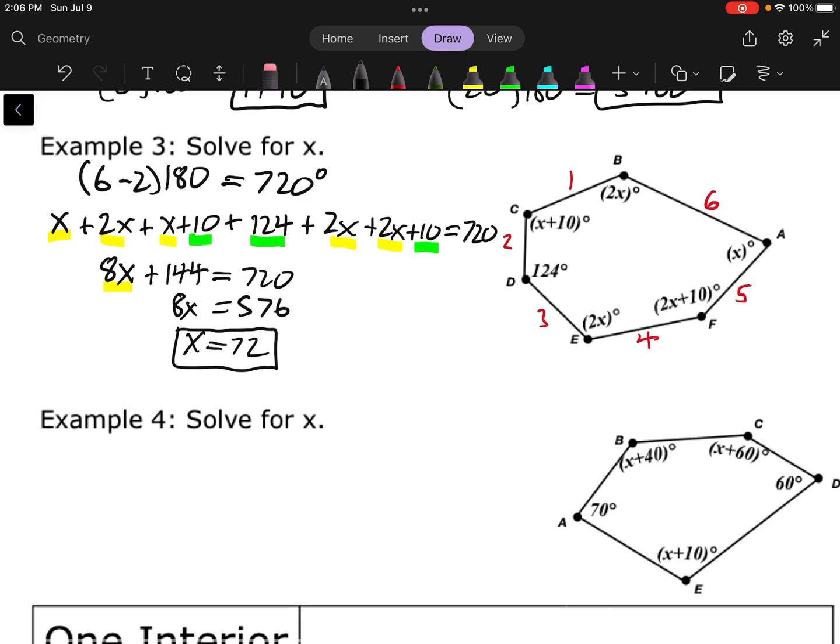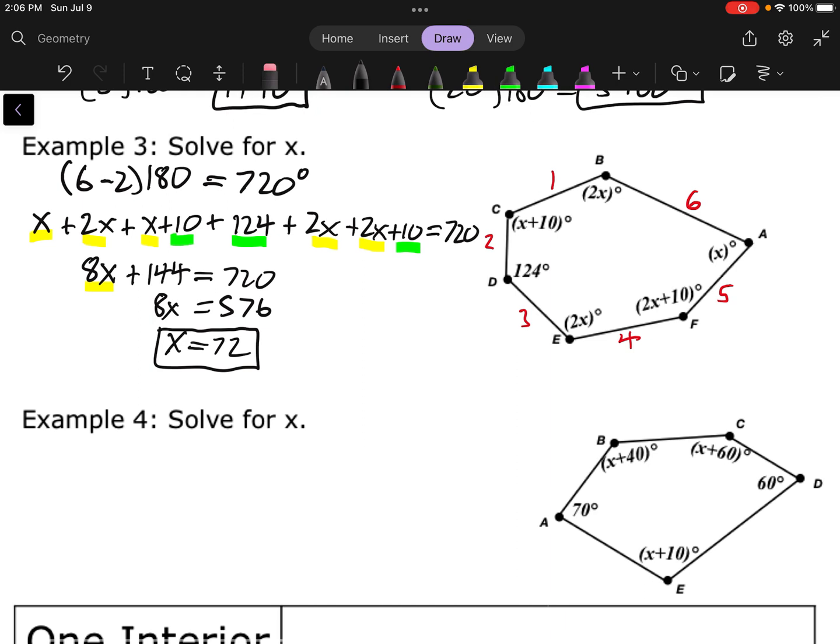We can try this kind of strategy here one more time with example 4 here. If I count up the number of sides on this thing, I got 1, 2, 3, 4, 5. This is a pentagon. So I'm going to do 5 minus 2 times 180 to figure out how many degrees there are inside of that thing. We saw the pentagon on the front. We know that that should be 540 now. So there's 540 degrees inside any sort of pentagon.